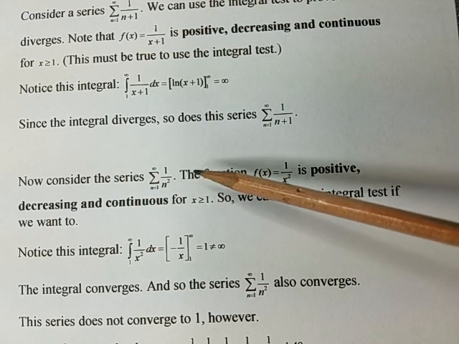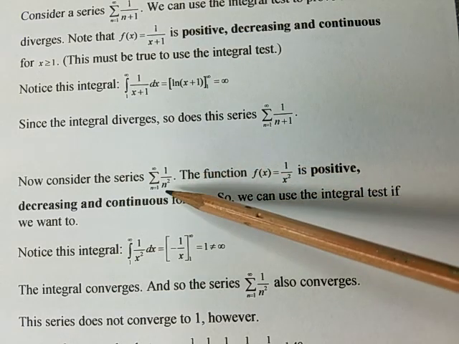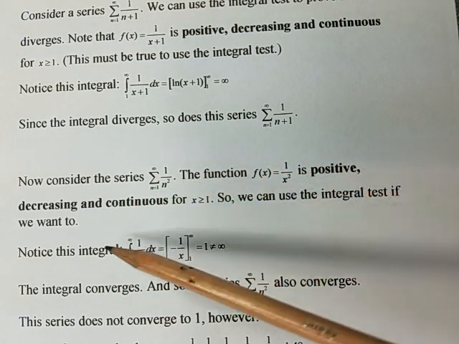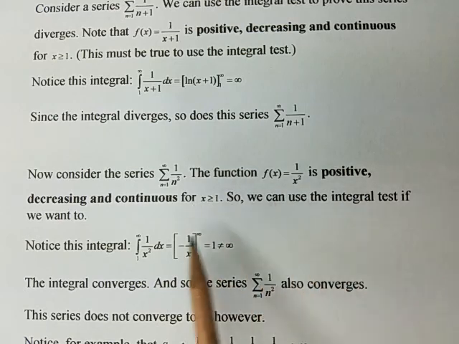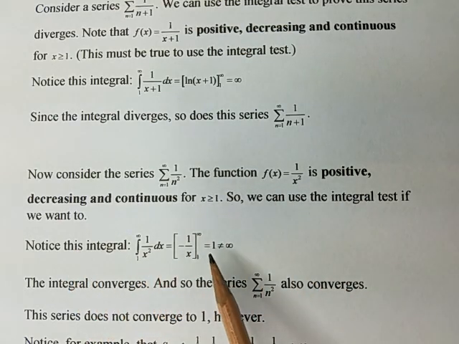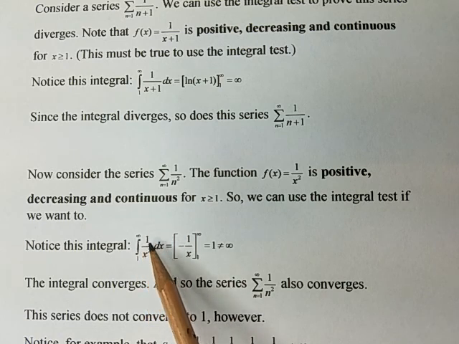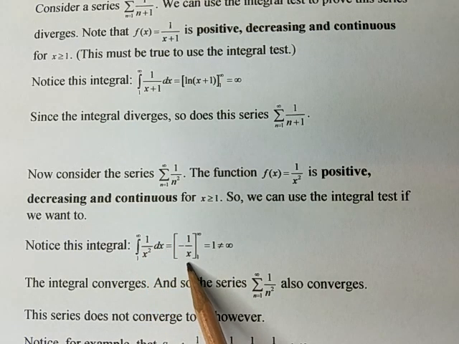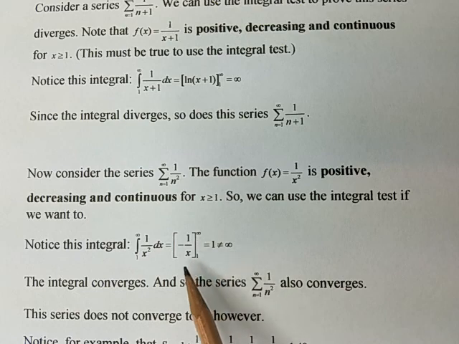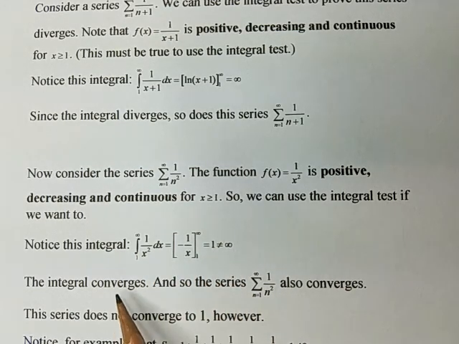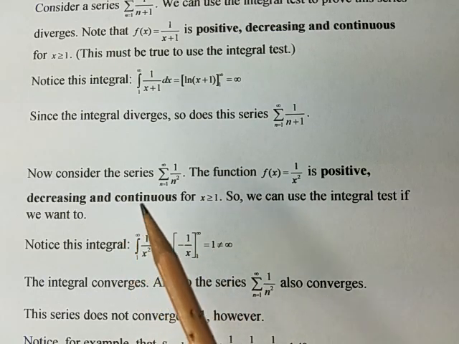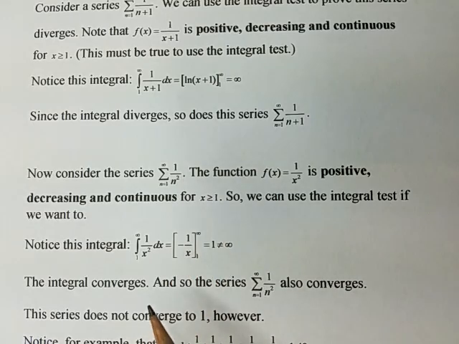Here's a different series. There's the function associated with the series. That function is positive, decreasing, and continuous as long as x is greater than or equal to 1. Because of that, we can use the integral test. Here's how the integral test would look. Integral 1 to infinity, 1 over x squared dx. There's your antiderivative. Evaluate with our bounds, you'll get 1. 1's not infinity. That means this integral converges, and so does the series. When you use the integral test, the integral and the series do the same thing.